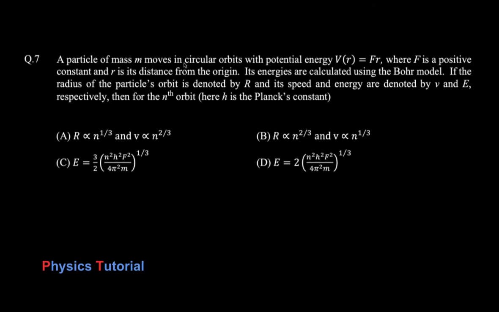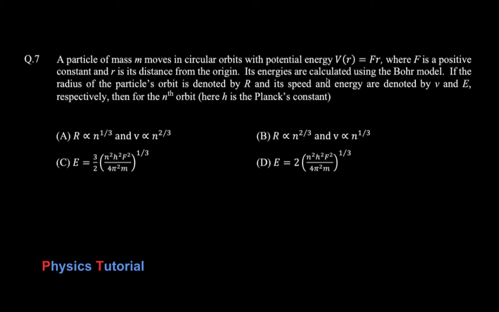For the circular orbit, as the particle of mass m is moving in a circular orbit, centripetal force is required. This centripetal force can be evaluated from the potential energy relation with force, that is F equal to minus dU by dr. Means if you differentiate this potential energy, then you will get the force. So first of all, we will differentiate this potential energy, get the force and equate it with centripetal force.